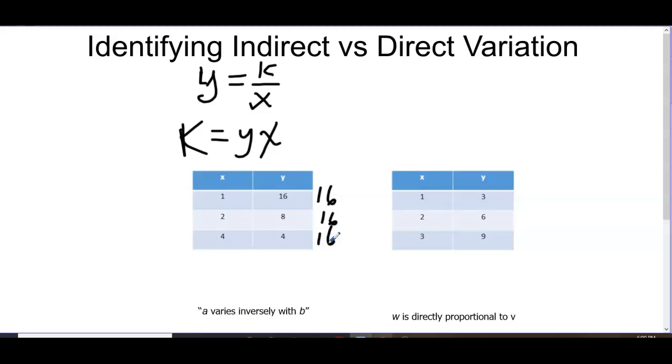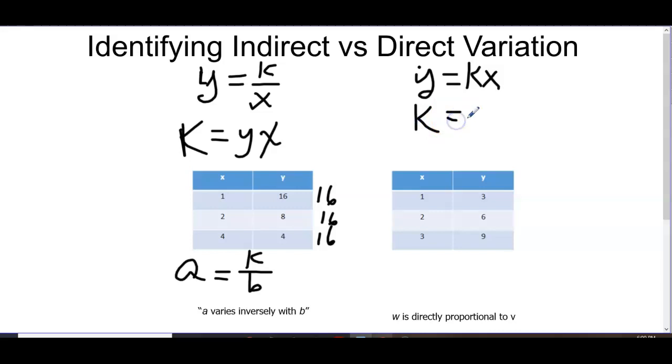Now, to translate an expression, the way we say this is A varies inversely with B. And so we would write that as A is equal to the constant of variation divided by B. Okay. Now with direct variation, the equation for direct variation is y is equal to kx. And so that means our k value, our constant of variation, is going to be equal to y divided by x.